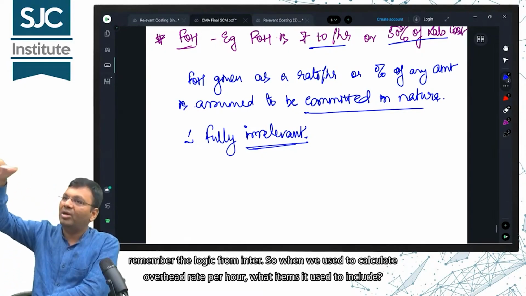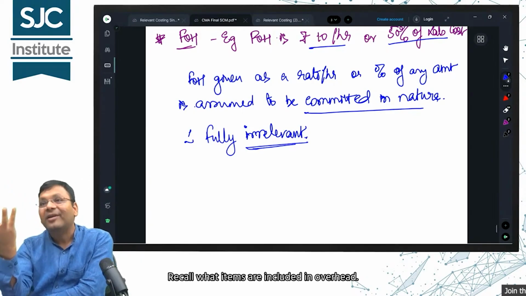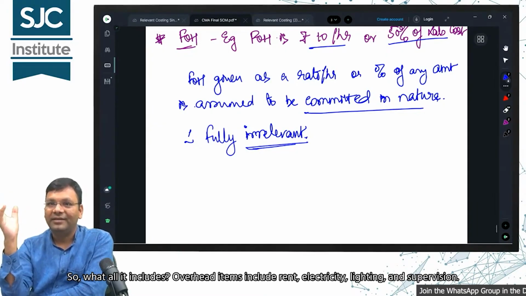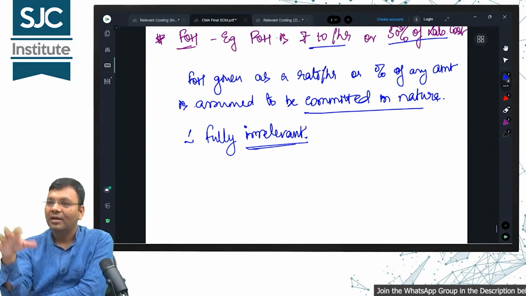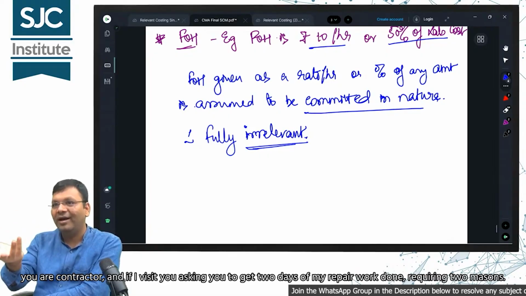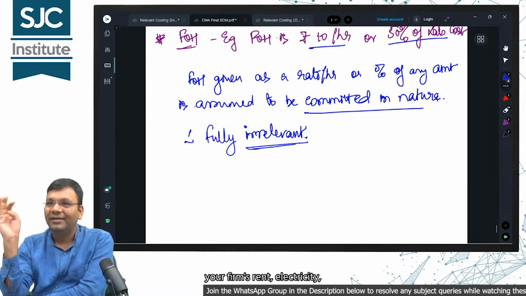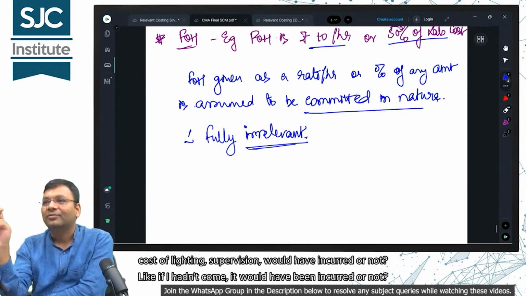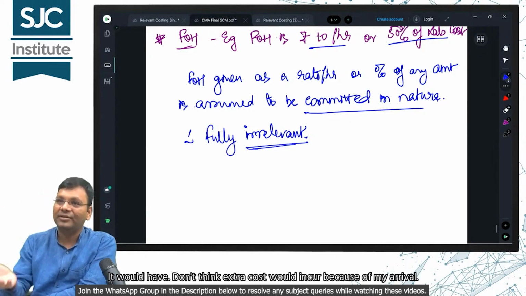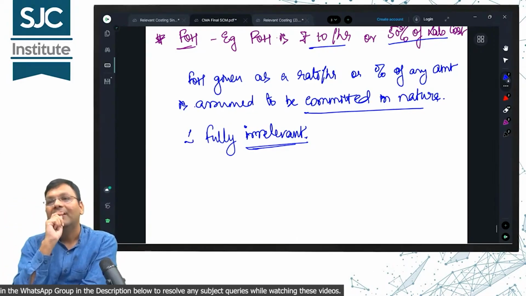So when we used to calculate overhead rate per hour, what items did it include? Recall what items are included in overhead. We did primary distribution, right? Overhead items include rent, electricity, lighting, and supervision. Now let's think about it using common sense. If you are a contractor and I visit you asking you to get 2 days of my repair work done requiring 2 masons, would your firm's rent, electricity, cost of lighting, supervision have been incurred or not? If I hadn't come, would it have been incurred or not? It would have. Don't think extra cost would be incurred because of my arrival. You won't incur extra cost due to my arrival, so it's a committed cost. Now what happens?